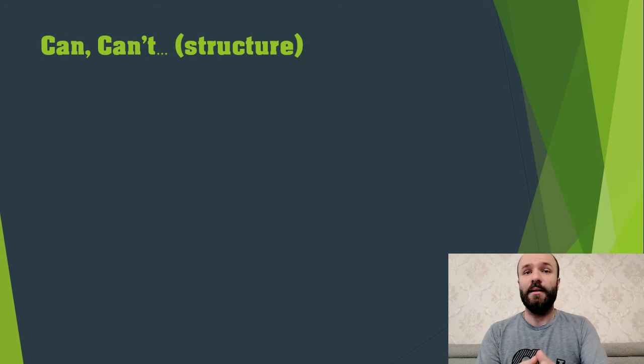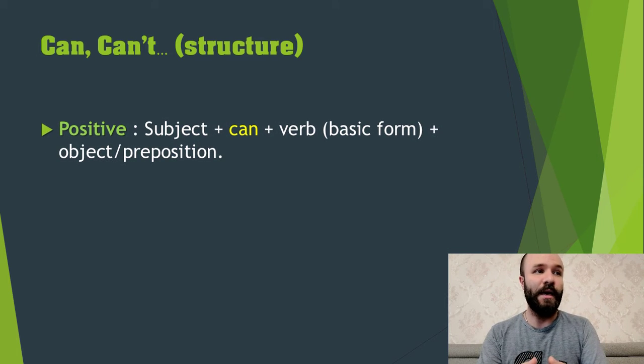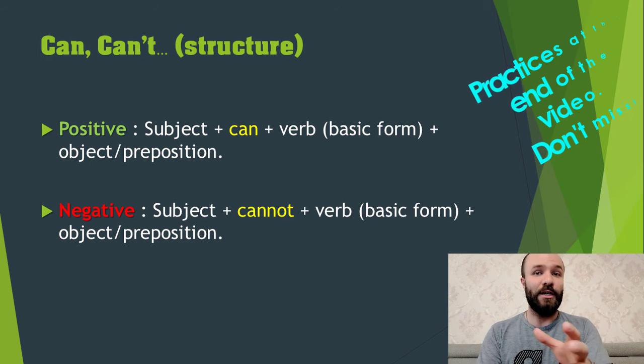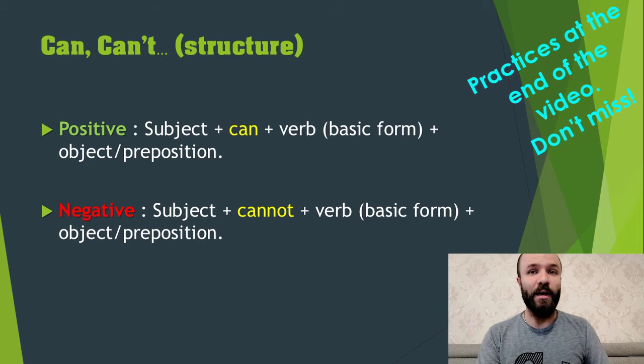So, let's speak about can, can't. First, structure. The positive form: subject plus can plus verb in basic form plus object or preposition, like should. And the negative form: subject plus cannot plus verb in basic form plus object or preposition. Remember, check out the practices at the end of the video.